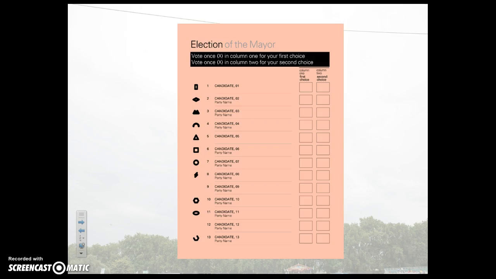So this is what it looks like. You get a piece of paper like this, and you put your first, I'll vote for her, and I'll vote for him, and that's it. So it's a fairly straightforward system from the point of view of the punter.